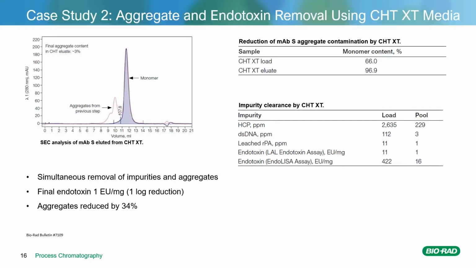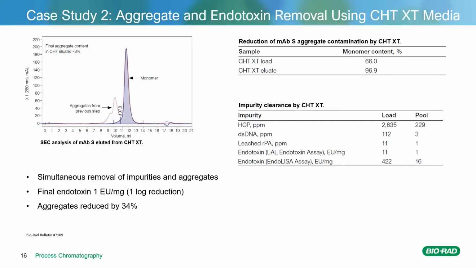The second case study showcases CHT's unique ability to remove very high levels of aggregate, along with other impurities and endotoxins. In this case, a mAb with 34% aggregate after the protein A elution step was loaded onto the CHT column that had been equilibrated in 10 millimolar sodium phosphate pH 7.